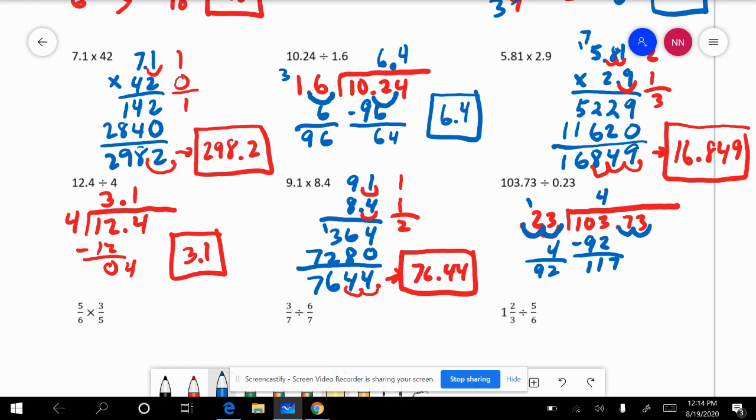So 23 goes into 117. I'm going to try 5 times. That gives me 15, 10, 11. So that's 115. When I subtract it, I get a 2. I bring down the 3. This one right here is a little bit easier because 23 goes into 23 one time. So my final answer is 451.